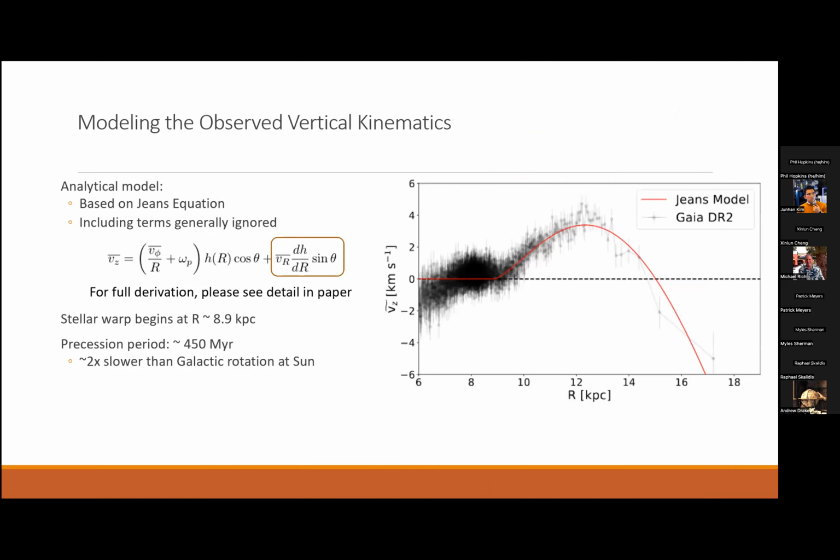So what can we get from all those observations? Well, we see a decrease in the velocity, but does it tell us anything physically? How can we characterize how the Milky Way warp looks? We built an analytical model based on Jeans equation and included a few terms that are generally ignored. We find that the stellar warp begins at around 9 kiloparsec with a precession period of around 450 megayears. To put that into context, that's around half of the speed of galactic rotation at the solar position.